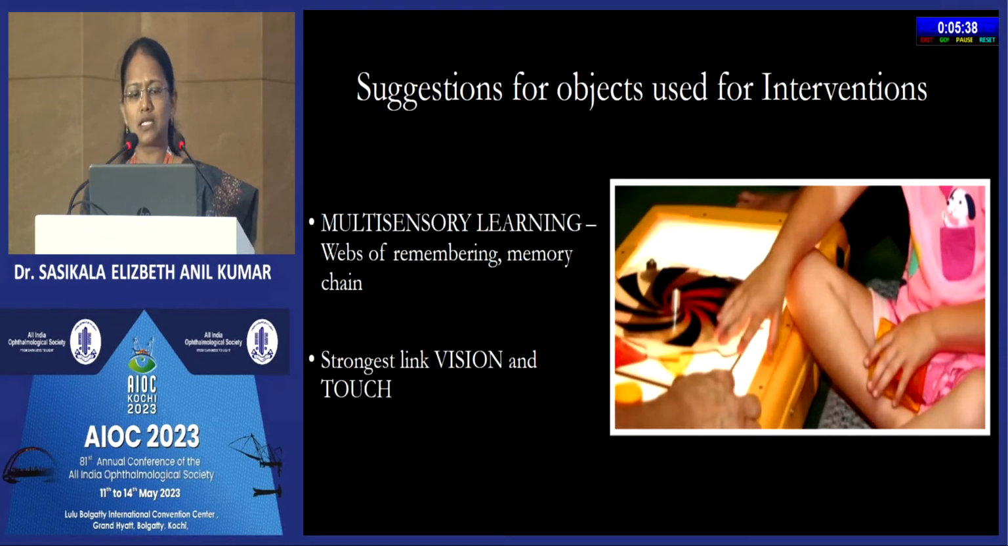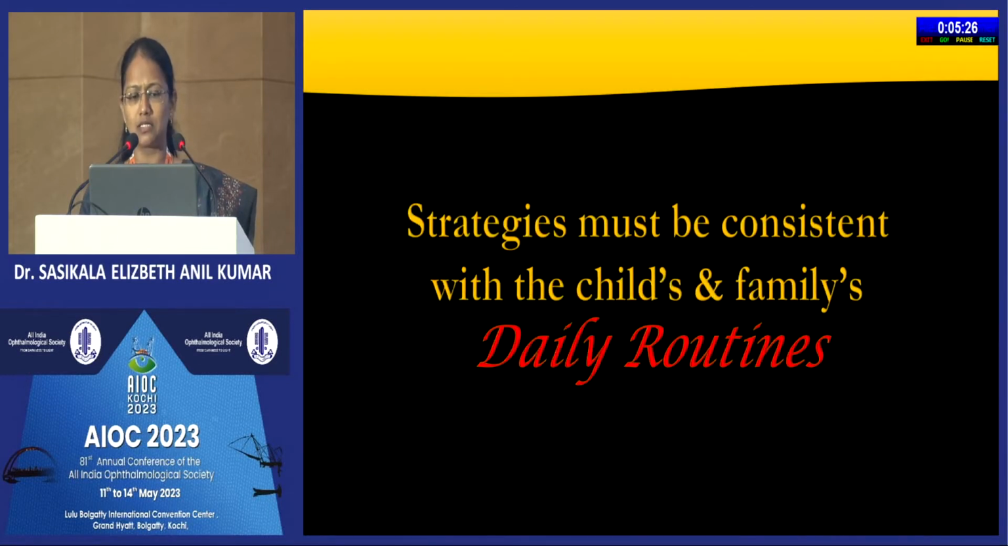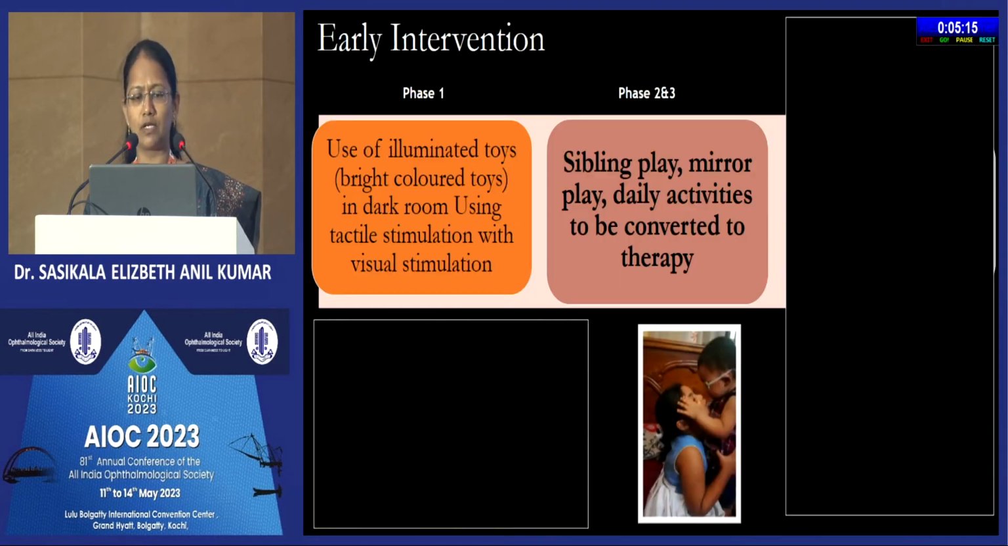Multisensory learning is the other aspect. Whenever the brain loses function in one sense, it tries to improve with the other senses. There is a strong link between vision and touch. So this is a light box with a moving target that is given to the child. One should keep in mind that strategies must be consistent with the child's and family's daily routine. It should not be something very different that they have to adopt specifically.